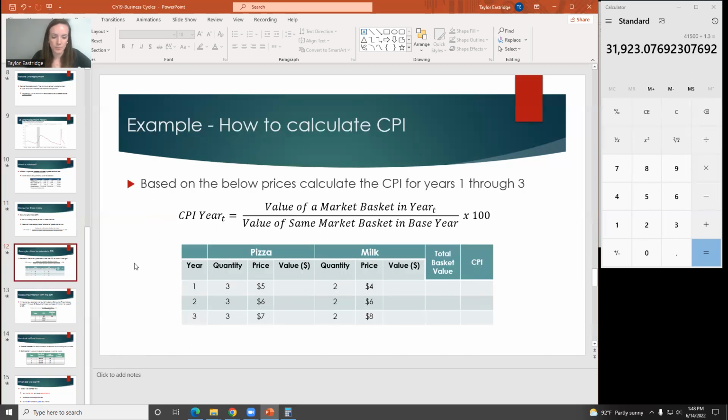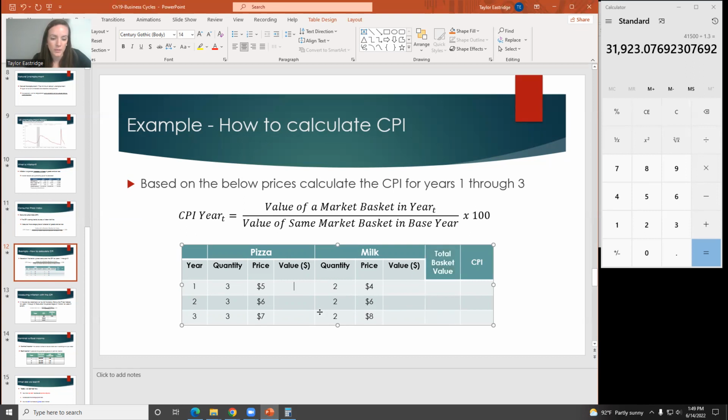So here's our example. In this economy, we have just 2 goods. This is a really simplified example so that we don't get too overwhelmed here. In our economy, the only 2 goods that we need to live are pizza and milk. So we have years 1, 2, and 3. The quantity of pizza that's being produced and the price it's being sold at, and then the same for milk: the quantity being produced in years 1, 2, and 3, and the prices they're being sold at. So the first thing we need to do when we calculate CPI is figure out what the value of our basket of goods is.